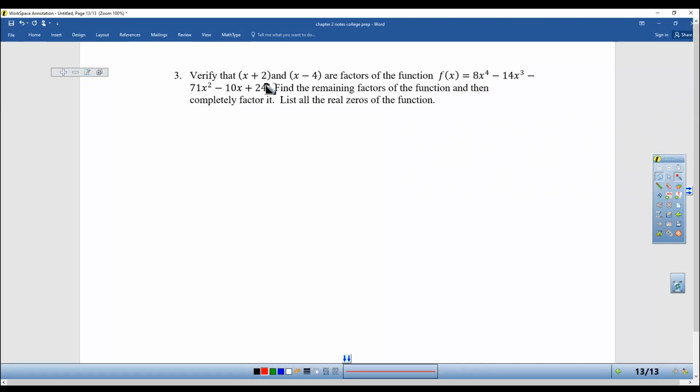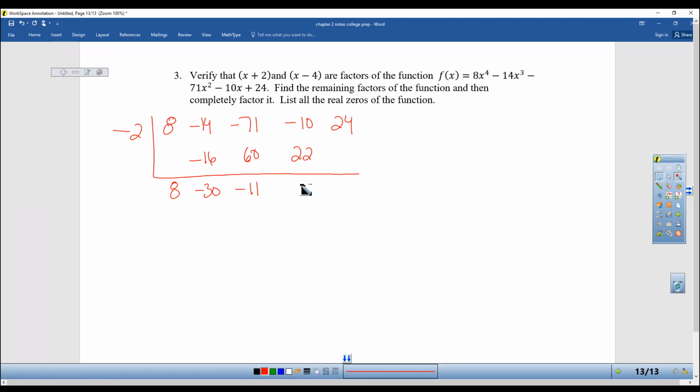Verify that x minus 2 and x minus 4 are factors. If they are factors, then they would produce a 0. So -2, it doesn't matter which one you do first. 8, -14, -71, -10, and 24. So let's see, 8, -16, -30, +60, -11, +22, +12, -24, and 0.